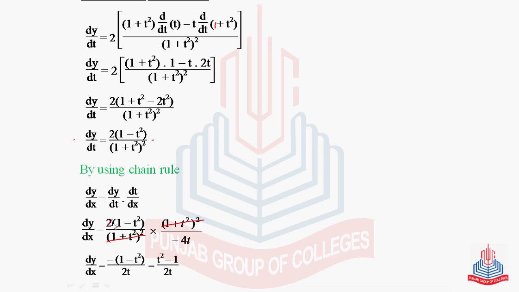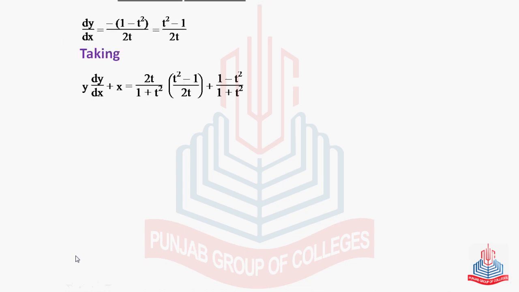So in the denominator we have 2 into t, and in the numerator 1 minus t square, and by applying this minus to this portion it will become (t square minus 1) divided by 2 into t. This one is our dy by dx. But remember, we have to form our result, which is y into dy by dx plus x is equal to 0. So taking y dy by dx plus x, we have to prove that this one is equal to 0.